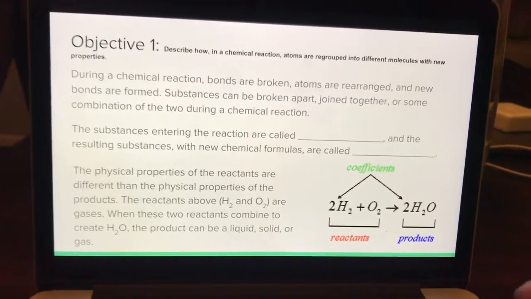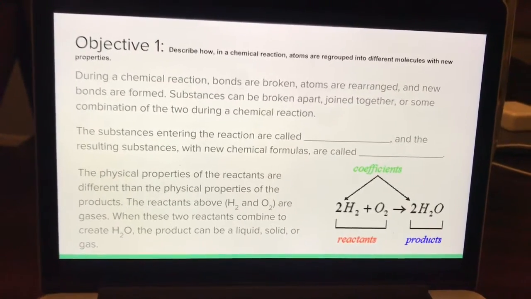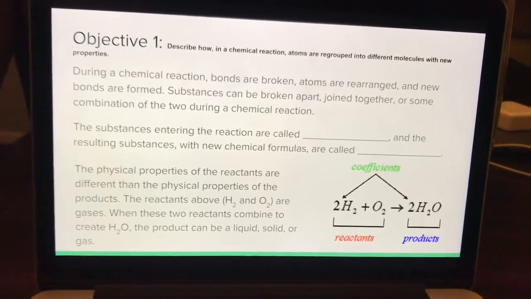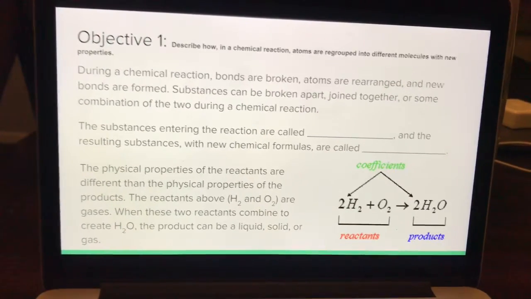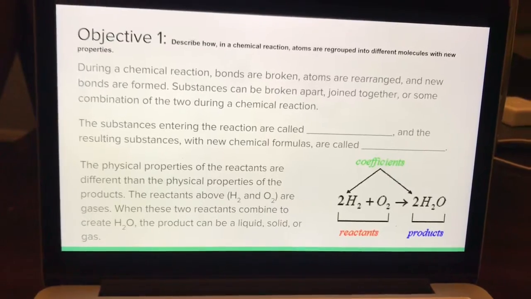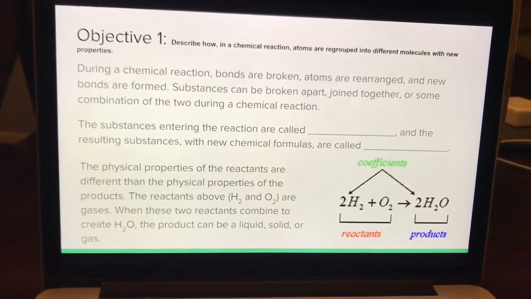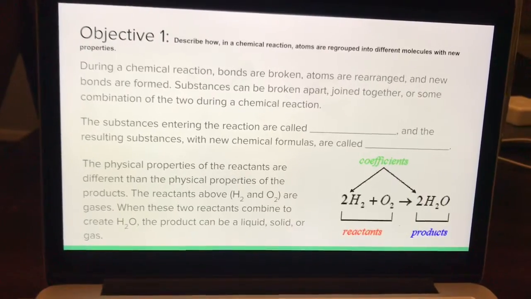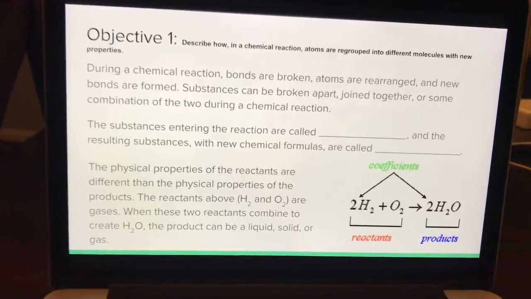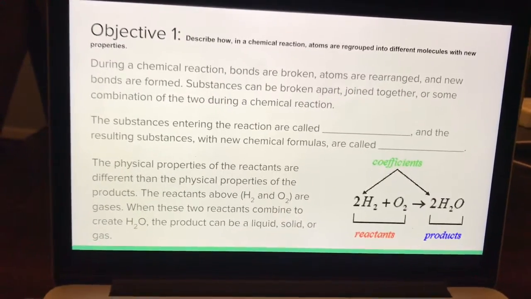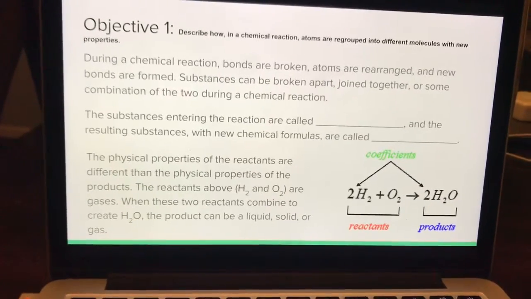So during a reaction, the biggest thing is that the bonds are being broken. So atoms are then rearranged and new bonds are formed. So substances can be broken apart or joined together, or some combination of the two during a chemical reaction. The big thing is that bonds are broken in a chemical reaction. So we are making totally new stuff.